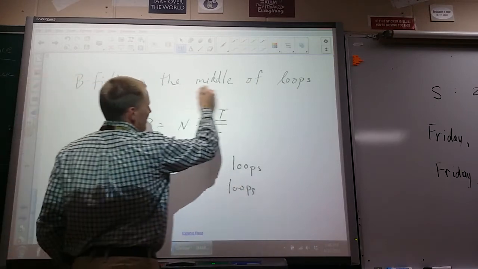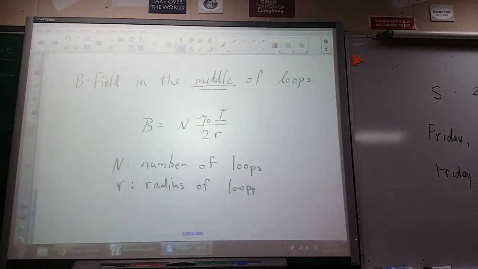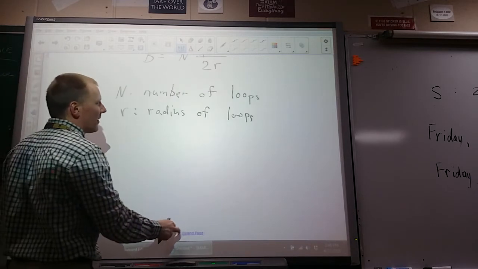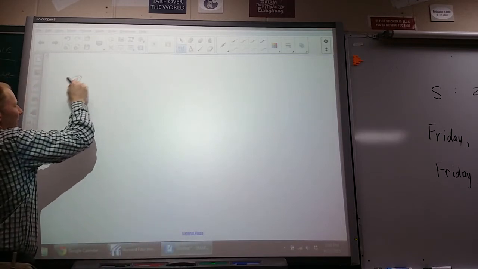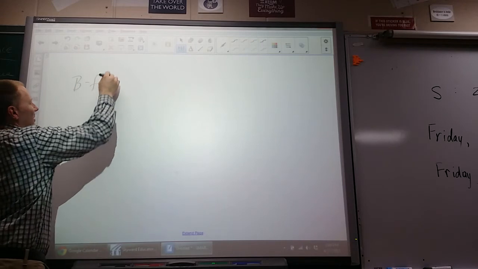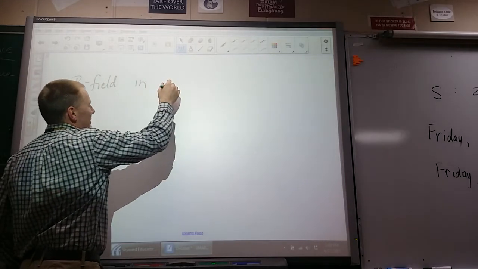And as it says, this is only in the middle. Once it gets out around the edges or anywhere but the middle, it gets really crazy math. And then the last one here is the magnetic field in the center of a solenoid.